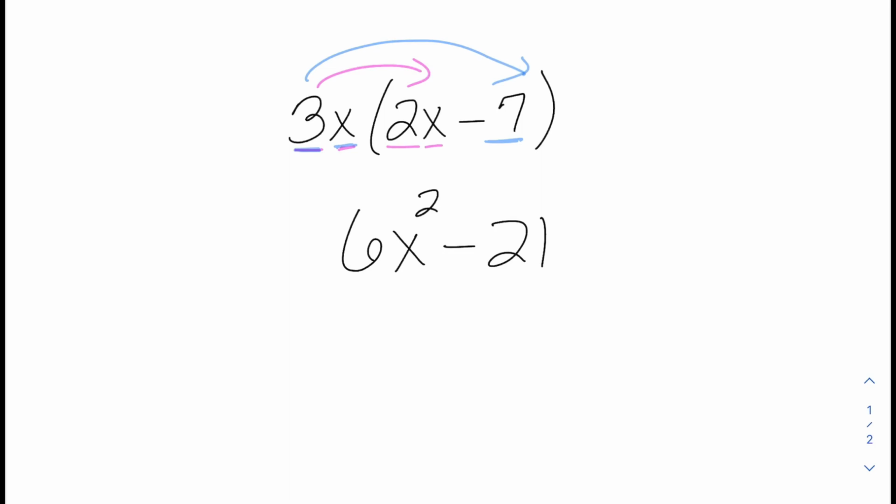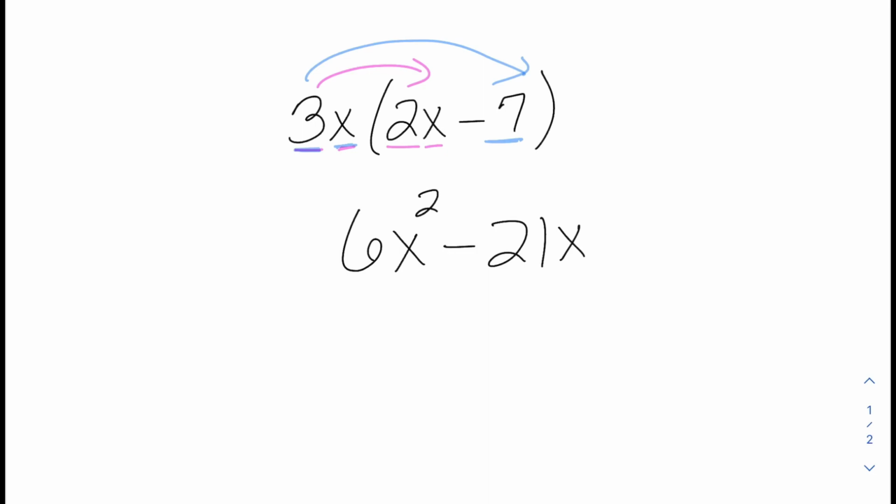Even though the 7 doesn't have an x connected, that it's just a constant 7, it's still 3x times 7. So it's 3 times x times negative 7, which gives us negative 21x. That is as far as we can go.